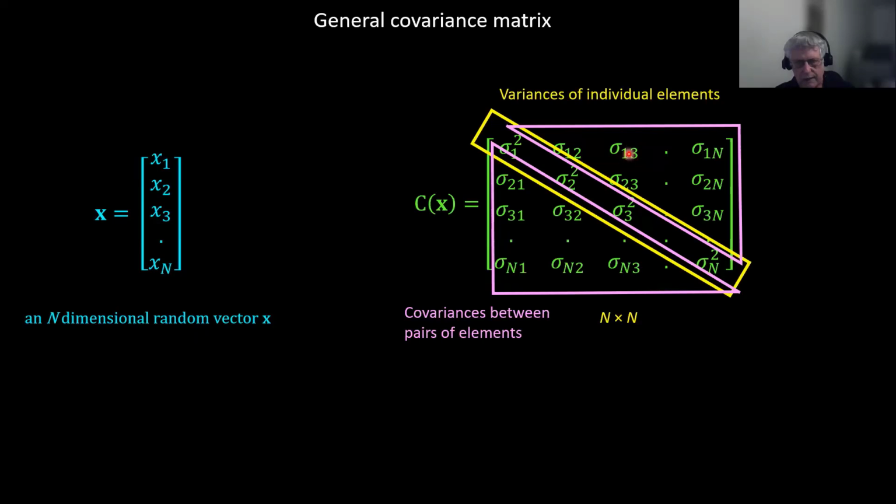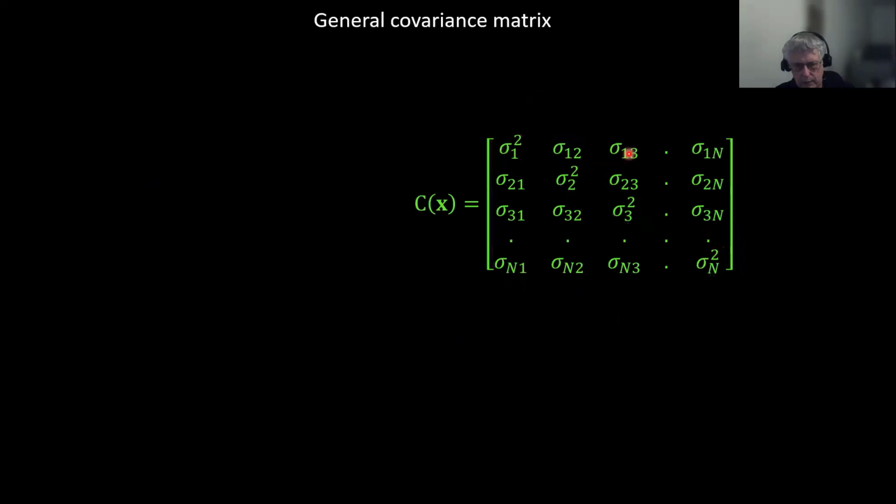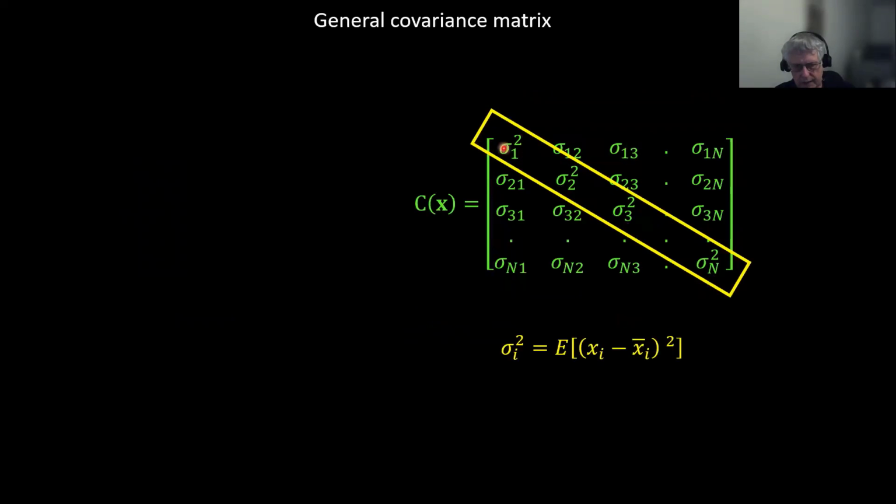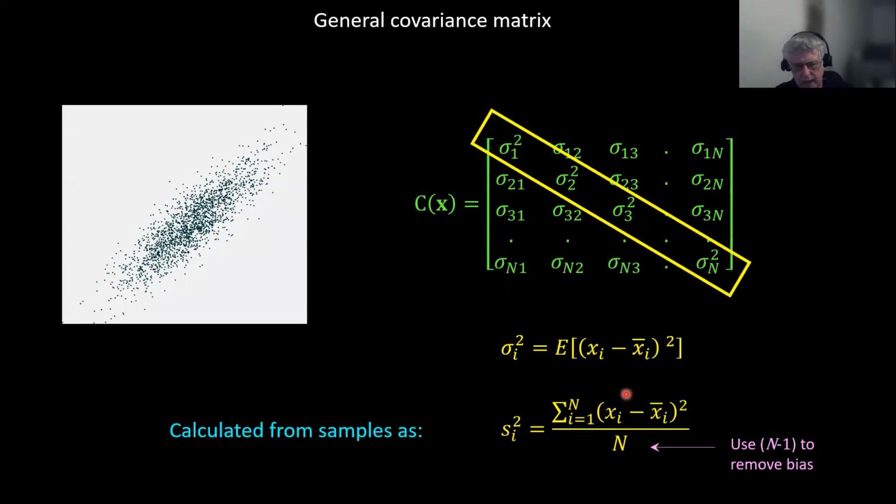Sigma 1,3 tells me the covariance between x1 and x3. More explicitly, down the diagonal, we have the variance of x1, x2, x3. Here's our formula for variance, the expected value of the variable minus its mean, squared. If we only have samples, we can compute an empirical value for that variance through this well-known summation, xi minus the mean of x, squared, divided by the number of samples, or n minus 1.